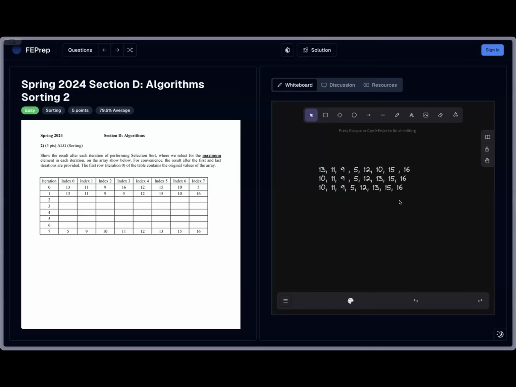Make sure that if it remains in the same spot, you write the exact same thing. Don't just skip that and continue writing on the other iterations, okay? Then from there, we got 10, 5, 9, 11, 12, 13, 15, 16. And then we continue with this. We get 9, 5, 10, 11, 12, 13, 15, and 16. And then finally, the last iteration would just be the sorted list that they provided at the bottom. Any questions about this one?